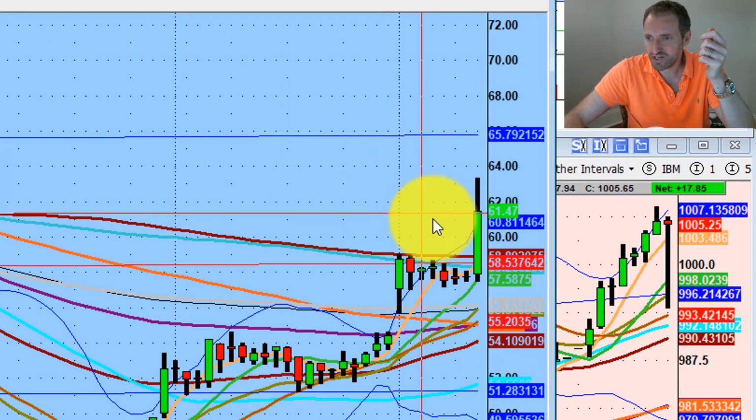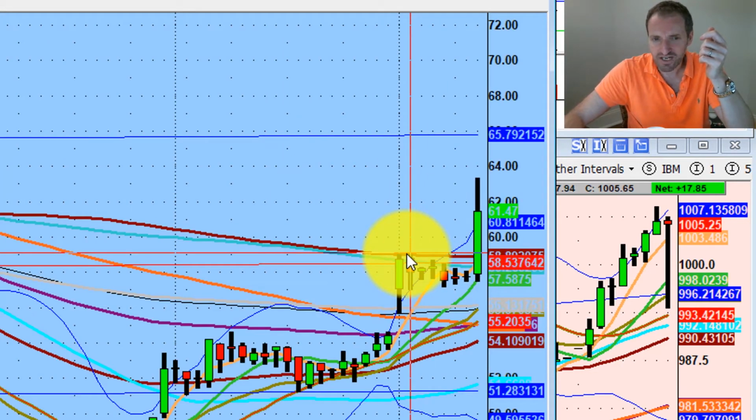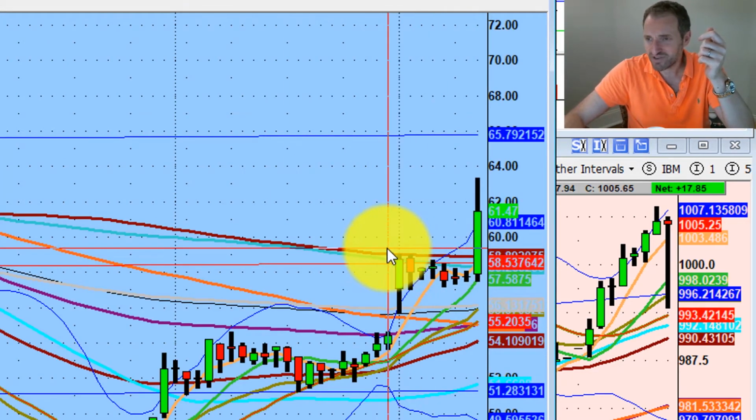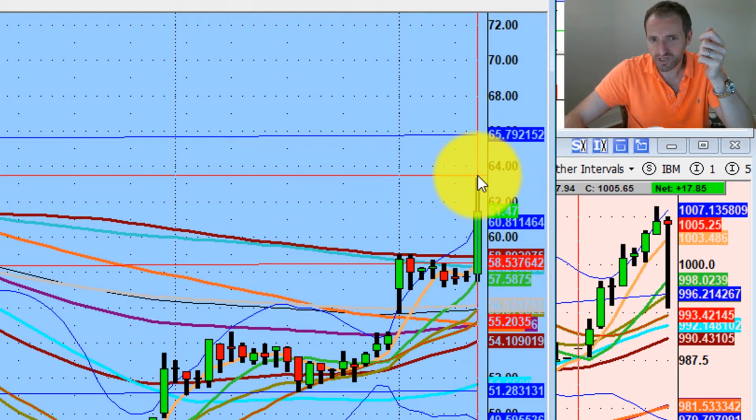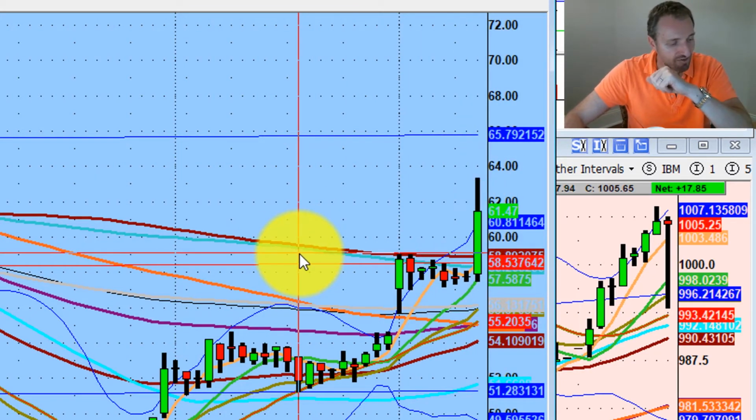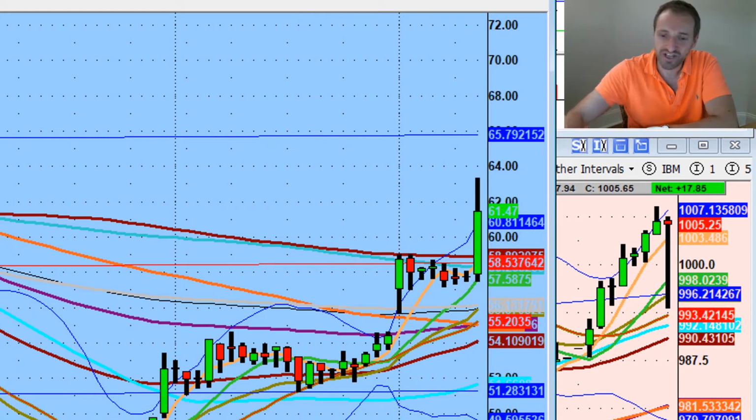Here was the pivot right over here. This 59 pivot. Look at the move here, guys. It went all the way up to the 63 area. Very, very aggressive. Flare. You guys remember Flare?